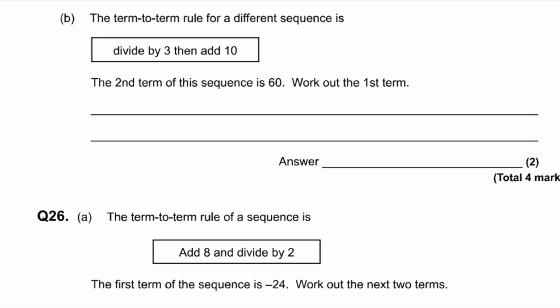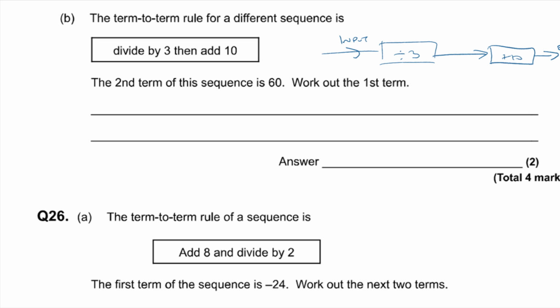Part B says the term-to-term rule for a different sequence is divide by 3 and then add 10. The second term of this sequence is 60. Work out the first term. Okay. Well, if you imagine this a little bit like a function machine, so I've got my input value. What am I going to do? I'm going to be dividing by 3, and then I'm going to be adding 10, and then that's my output value, isn't it? That's kind of what's going on with this.